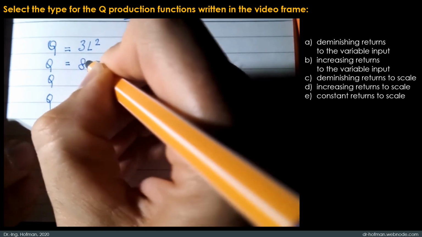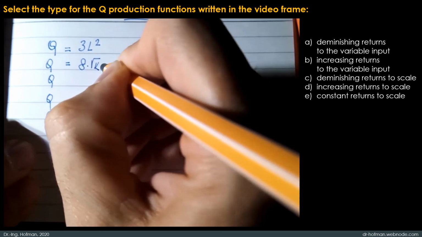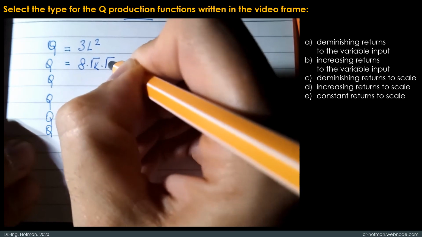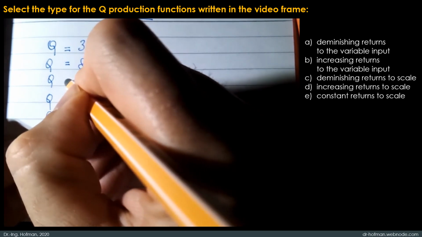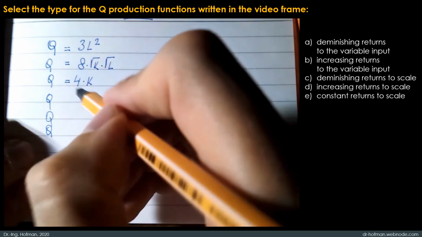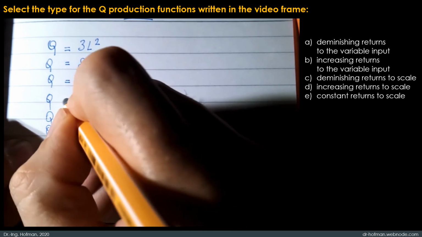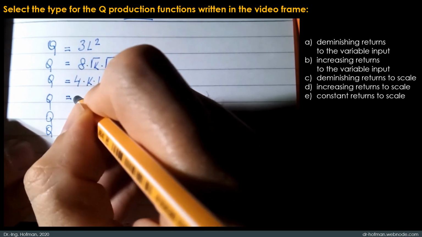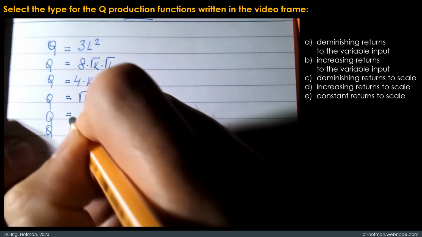The first function is Q equals 3L squared. The other Q is 8 times square root of K times square root of L. The third one, 4KL. The fourth one, Q is the square root of L.